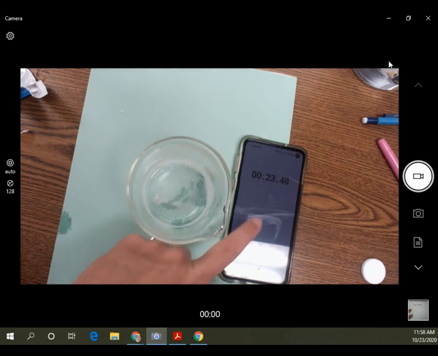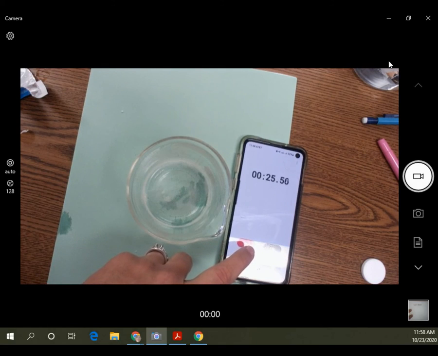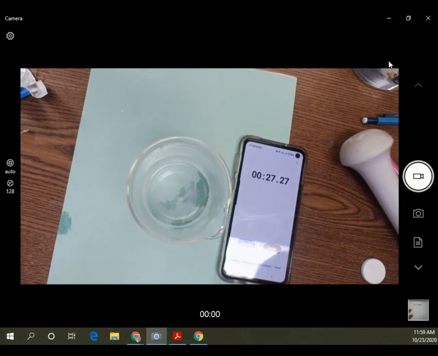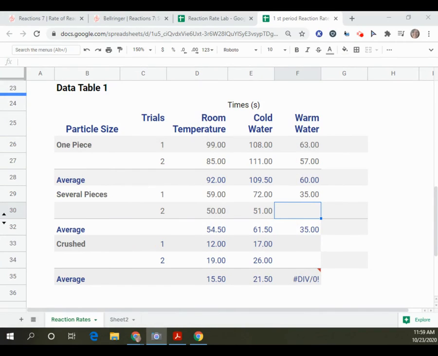So we are so close. Good. All right, so we look and we see it says 27 seconds. So we go back to our data. And that time was a little faster. Maybe we had a little less in our breaking. 27 seconds. Warm water looks like the fastest one so far.